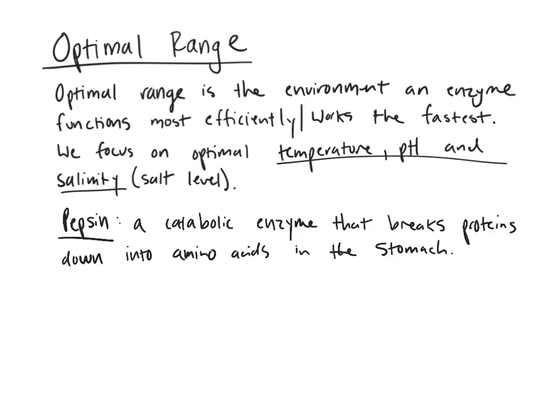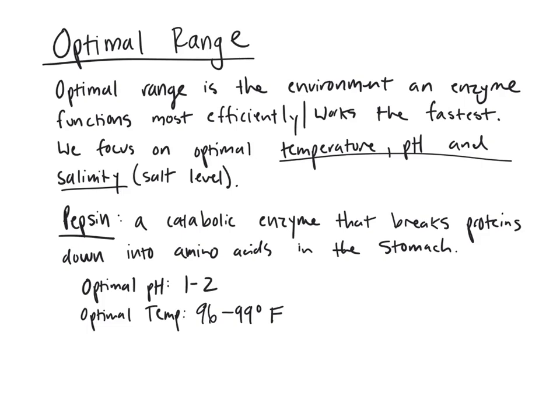Because pepsin is a stomach protein, it is optimal, or works best, in acidic solutions. Pepsin is one of the enzymes in our bodies that can withstand the most acidic environment, our stomach acid. So its optimal pH is around 1 to 2. And because it is inside of a human being, the optimal temperature for pepsin is around 96 to 99 degrees Fahrenheit, or our body temperature. I'm going to ignore the salinity for pepsin for now, but we will be talking about salinity in class.